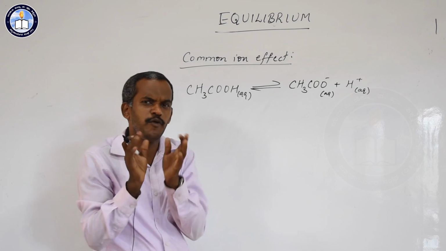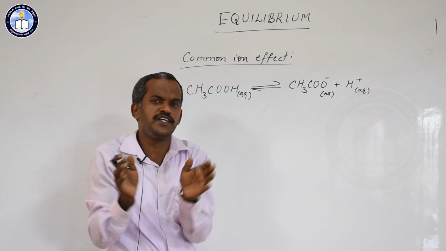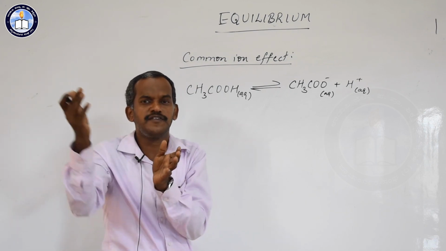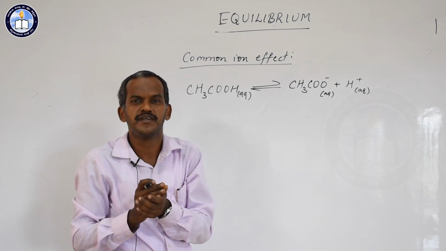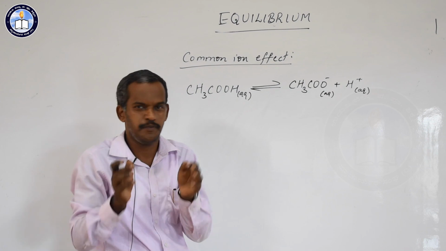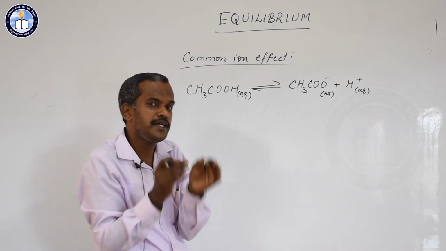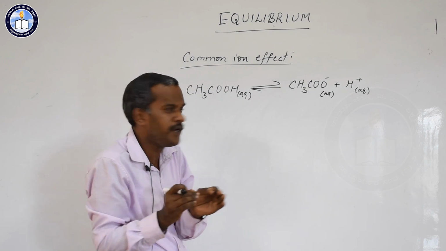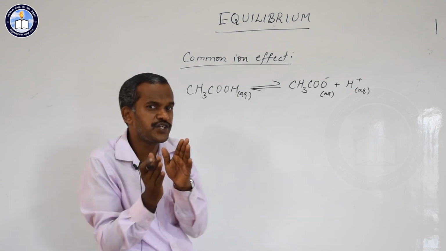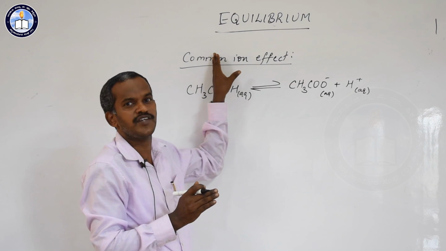Let me give you a very simple example. Maybe you are sitting with your friends, talking and commenting about one of your friends. Suddenly that person comes to that place. Now what will happen? You will change the topic. Correct? You may not be worried, but still you may change the topic. So here, in the presence of the common ion, the dissociation is affected, or there is a shift of equilibrium. That phenomenon is called the common ion effect.